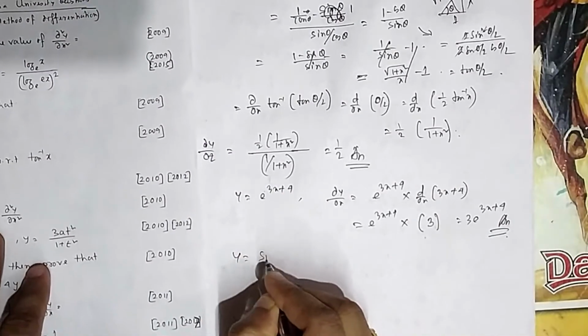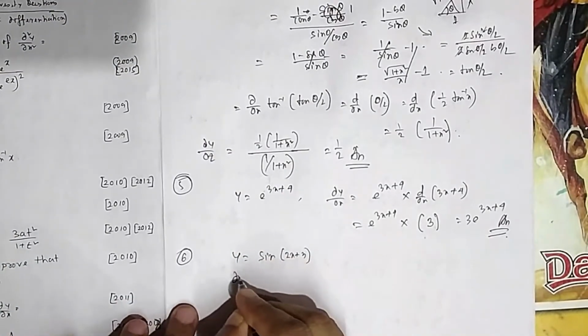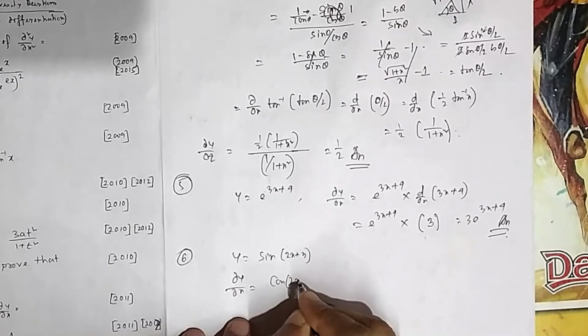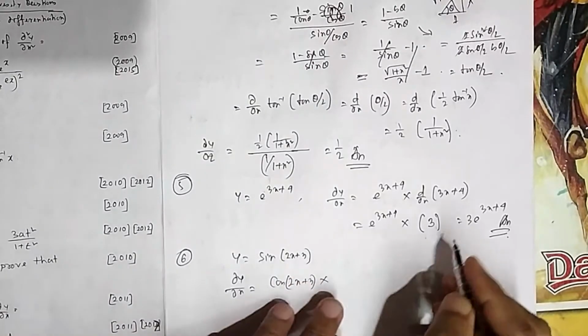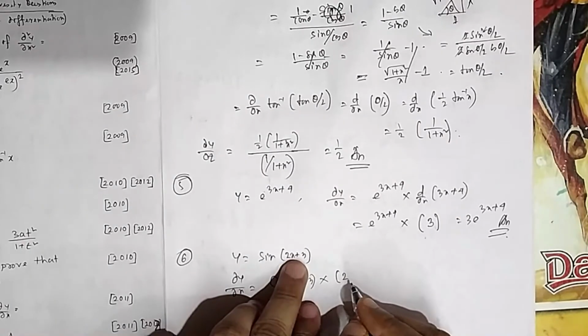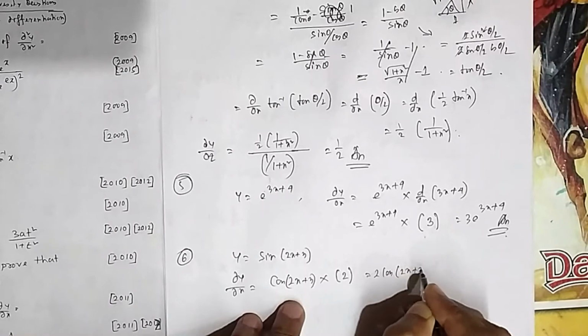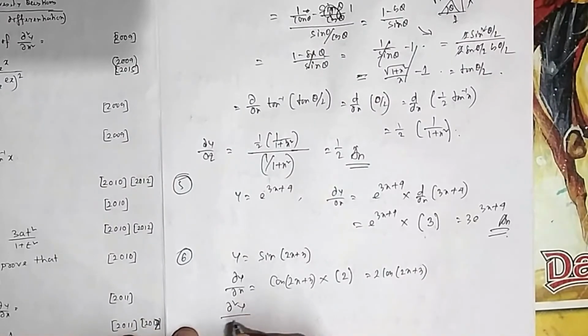So y is equal to sin(2x + 3). Your first derivative dy/dx is equal to, the differentiation of sine is cos, so cos(2x + 3). Then again, differentiating 2x + 3, it will be 2, the derivative of x is 1 and of 3 is 0. So it will be 2 cos(2x + 3).